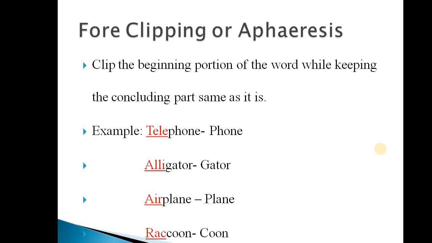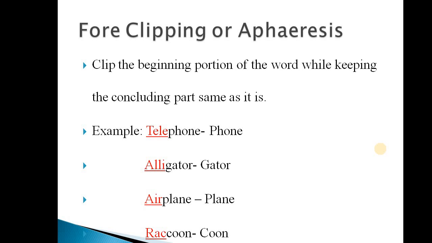So here the initial or the beginning portion of the word tele, as you can see in the red lettered, is reduced, and what remains is phone. Or alligator, gator; airplane, plane; raccoon, coon. So this is how in fore clipping word formation, or apheresis, the initial portion is removed, the initial portion is clipped, and what is left with us is the latter part of the word. This is phone, gator, plane, coon.